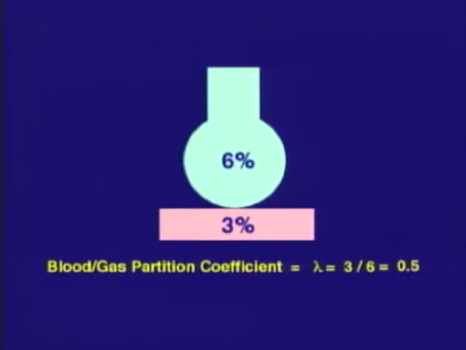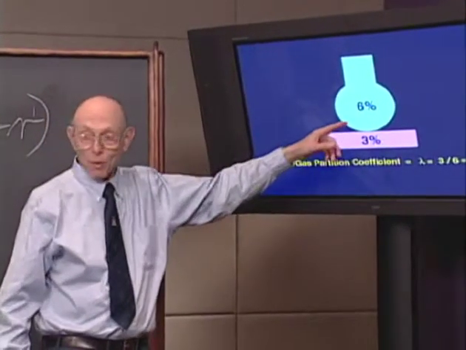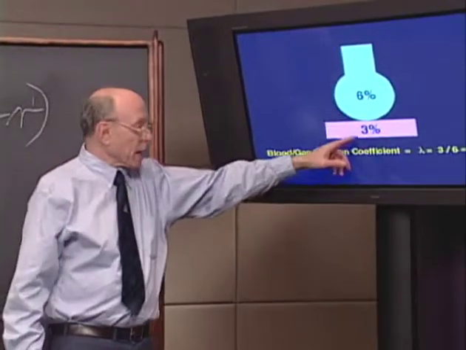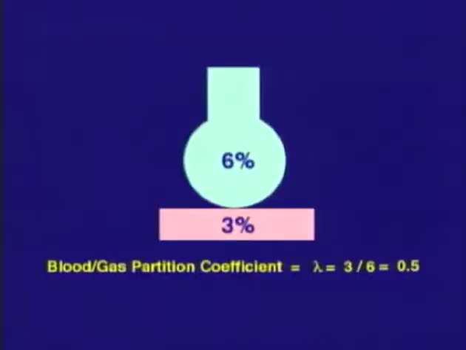You might have 6% of some anesthetic. Could have been nitrous oxide, although you wouldn't be using 6%, would you? Not normally. But this might be desflurane, or it could be some other anesthetic. And at equilibrium, you find that there's 3% in the blood. That's a concentration ratio of 3/6 or 0.5. And what that says is that the anesthetic likes to be in the blood about half as much as it likes to be in the gas phase, if anesthetics had likings, if we can anthropomorphize.